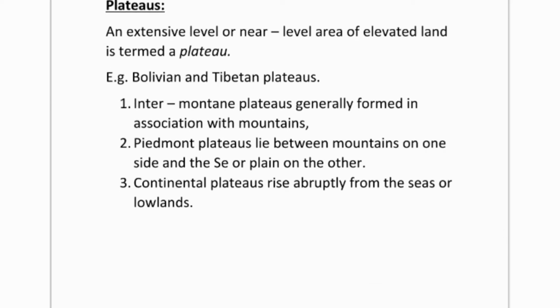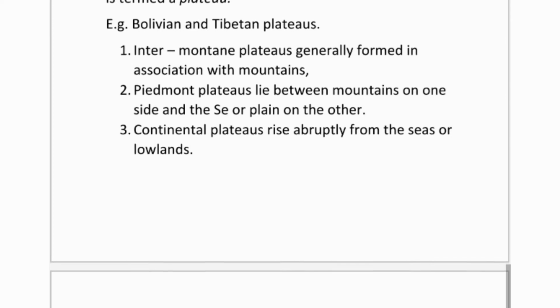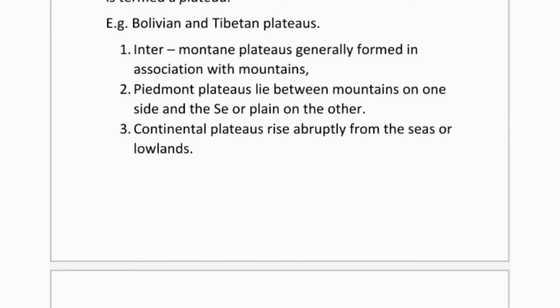Loess plains are formed through fine debris deposited by winds. In this, erosional plains are formed through lowering and reducing the irregularities in an area by agents of erosion. Peneplains are examples of this. Depositional plains are formed by deposition of materials by agents of erosion. Floodplains and loess plains are examples.